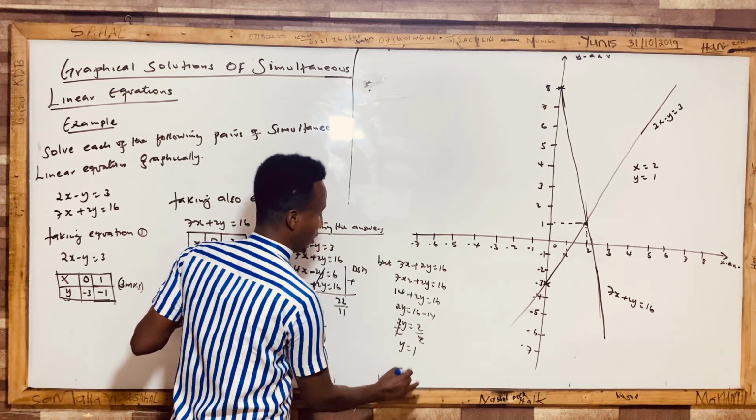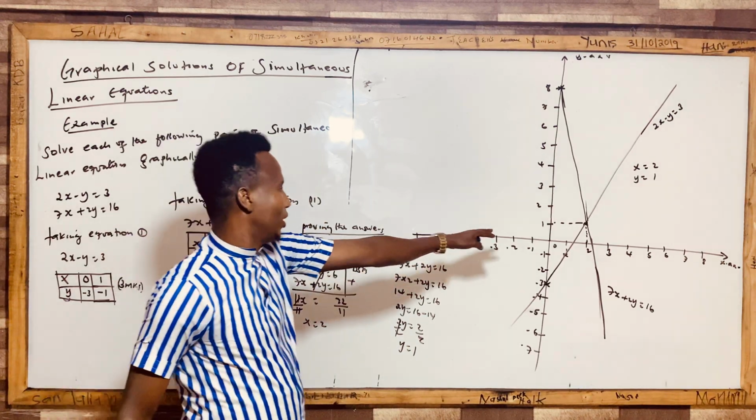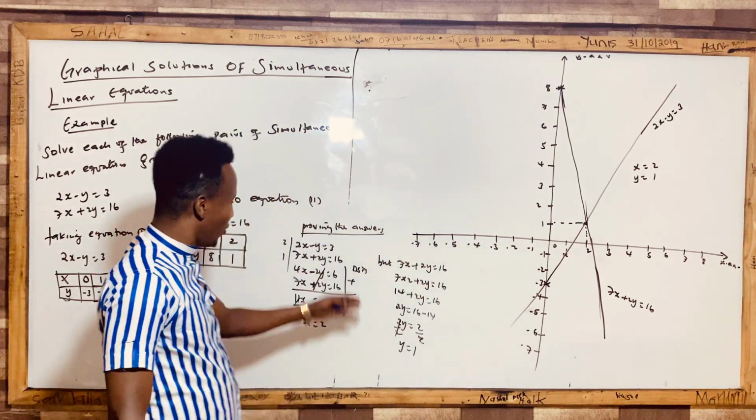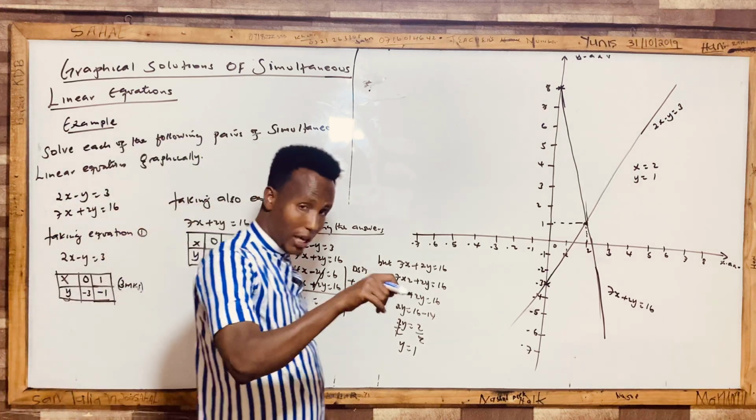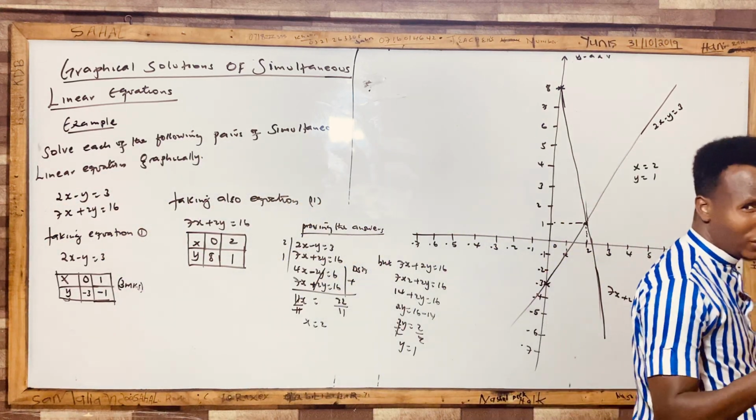y is equal to what? 1. Can't you see? y is 1. So we are still in the answers, can't you see? But you cannot do this thing. You can't do this in that paper. Make sure you don't do it inside it, please.